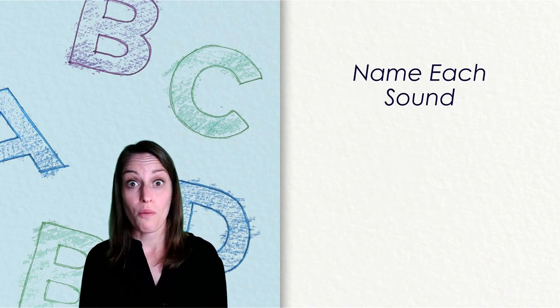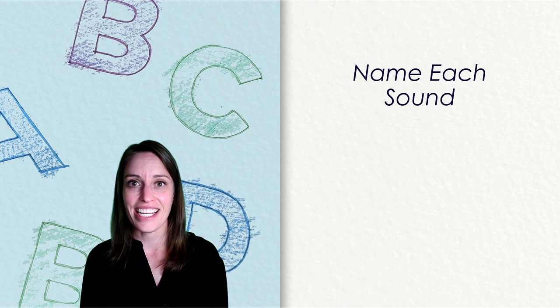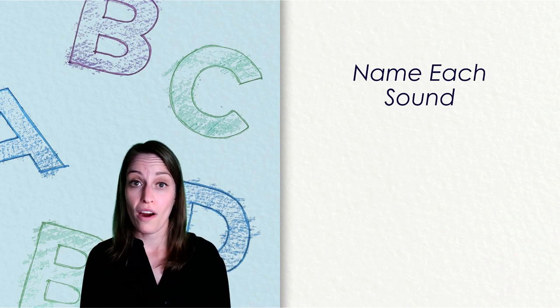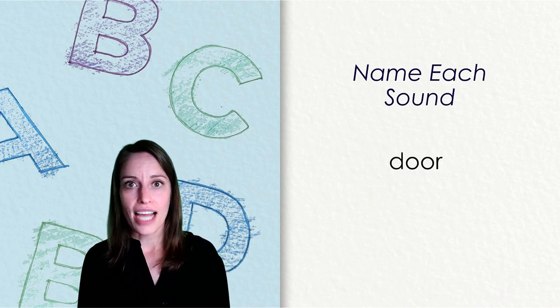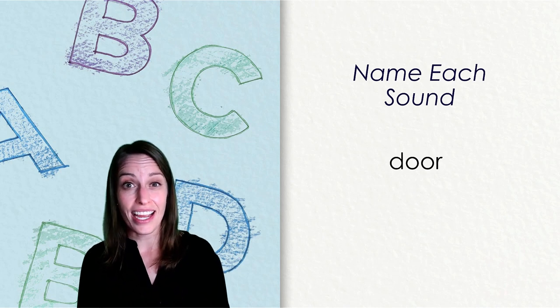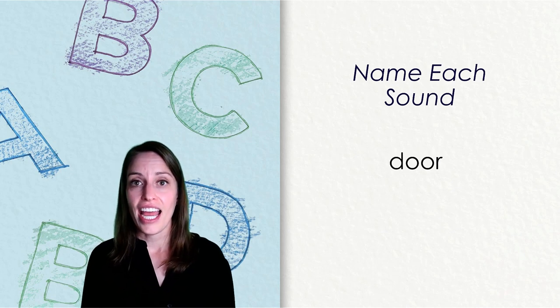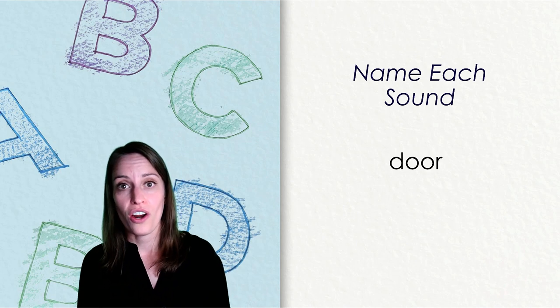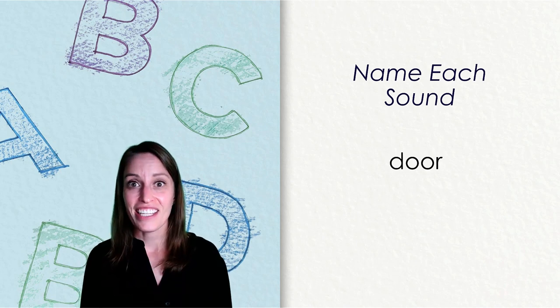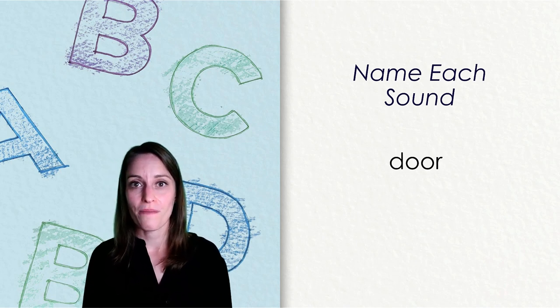Now that we have broken words into their beginning sound and ending chunk, we are going to go even smaller. Let's look at a word together. The word is door. What sound do you hear at the beginning of the word door? There's a d, and then an o, and then an r. That's right. There are three sounds in the word door.